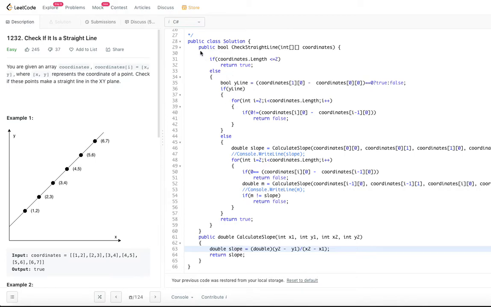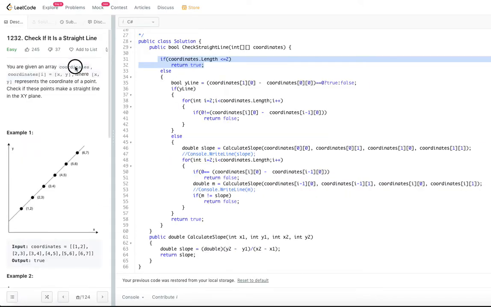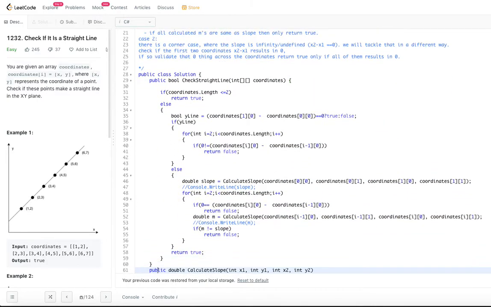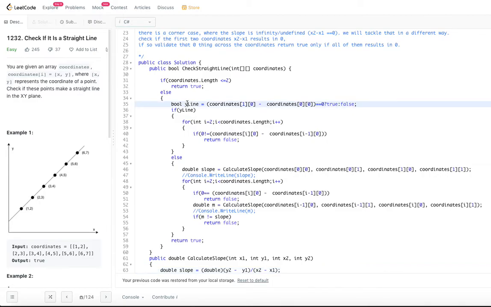So we have the coordinates given as input. If the number of coordinates is less than or equal to 2, just return true. We don't need to do any check whatsoever. Otherwise we will have a problem. That means we had two cases: one is a valid slope, two is an invalid slope. So here I am calling yLine the invalid slope check.